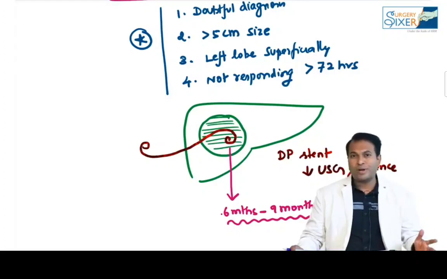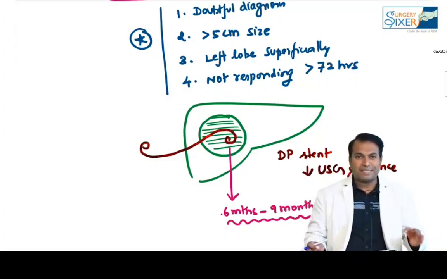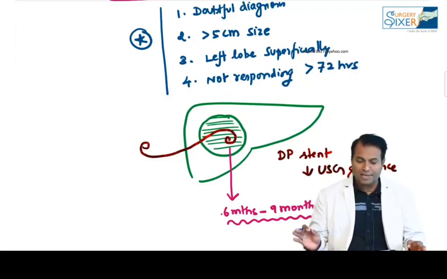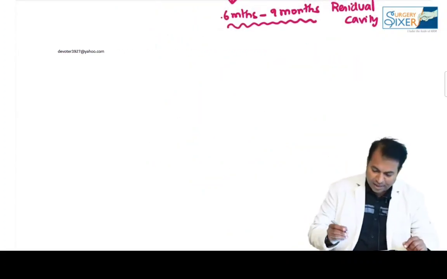Pyogenic abscess, you must worry about, it is dangerous. Amoebic abscess is less dangerous, you can manage it very casually. So pyogenic abscess, aspirate. Amoebic abscess, only injection metronidazole. We give only injection metronidazole, okay? I hope you are clear with these. And next we go to hydatid cyst.